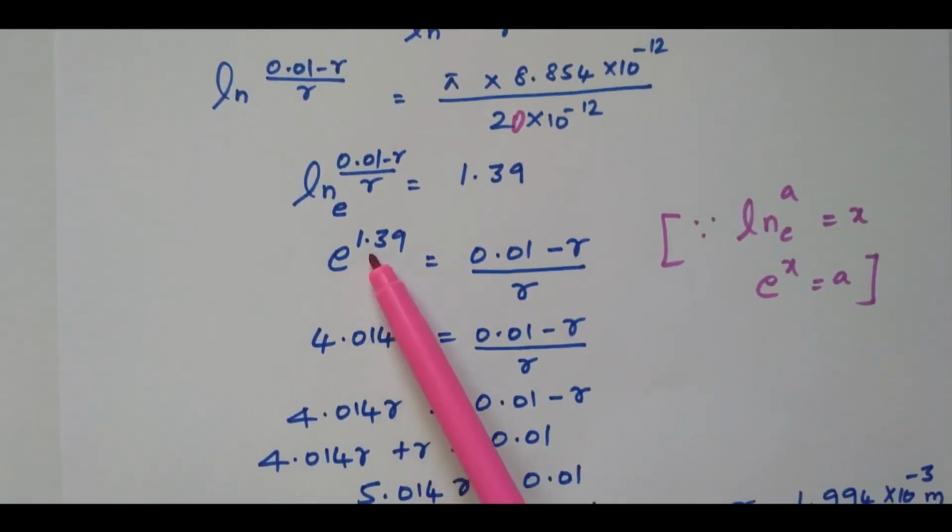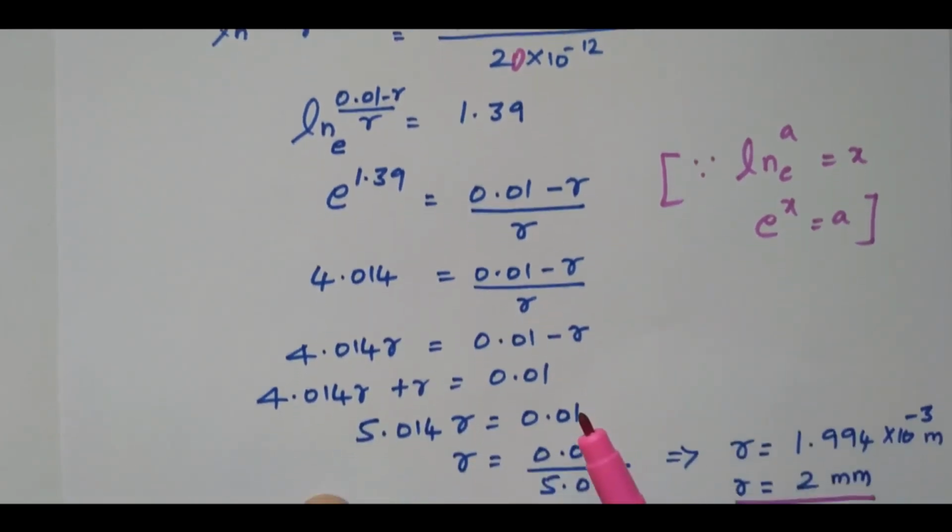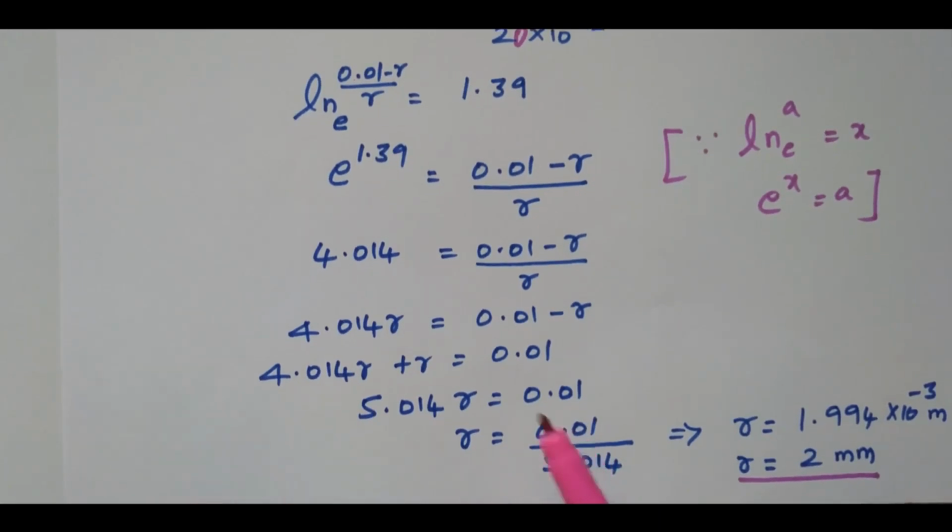So e power 1.39 is 4.014, that is equal to (0.01 minus R) by R. Now cross multiply this: 4.014 R equal to 0.01 minus R. Bring this R to that side, so that 4.014 R plus R equal to 0.01. So these two are added: 5.014 R equal to 0.01.